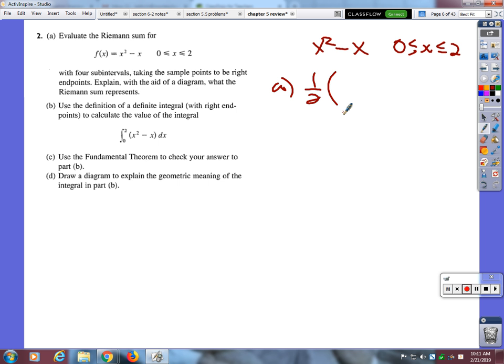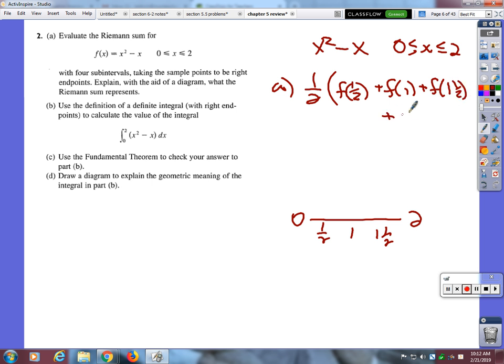And then to figure out the heights of the rectangles, this says the right endpoints. So if I have from 0 to 2, what will be the numbers that are on the... Each one is 1/2. Yeah, so it's going to be 1/2, 1, 1.5, and then 2. So I'm going to put 1/2 in there, and then I'm going to put 1 in there, and then I'm going to put 1.5 in there, and I'm going to put 2 in there.